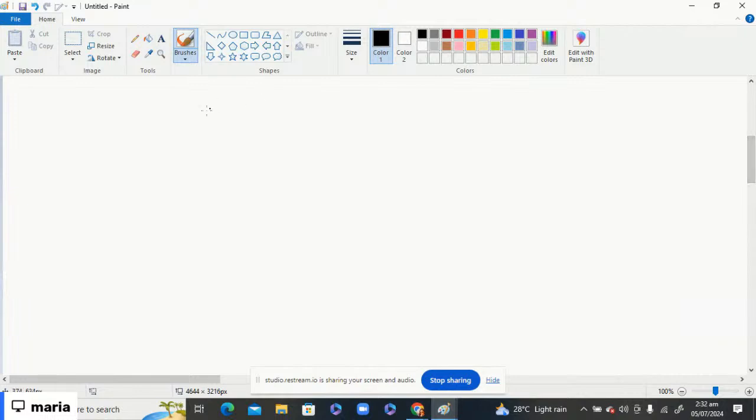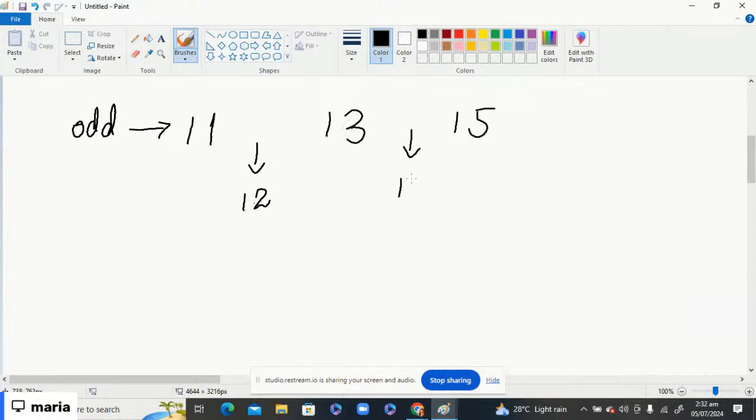Okay? So these are all odd and these are all even. Now if I write it down here, 11, 13, 15, what comes next for odd? This is the line of odd. The middle one is 12, because 11, 12, 13. What's next here? 14, 15. What's next here? 16. These are all even. So what's the next odd? That is 17. So these are all odd and these are all even. Understand?